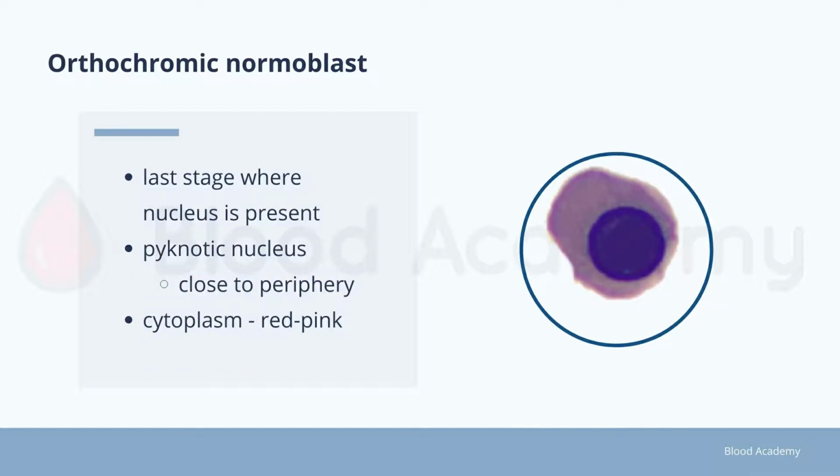The orthochromic normoblast is the last stage of erythroid development before the nucleus disappears. The nucleus has a very compact structure known as pycnotic. It is ready to be expelled and hence often found close to the membrane. The cytoplasm is more red to pink in color, looking more like a mature red cell.